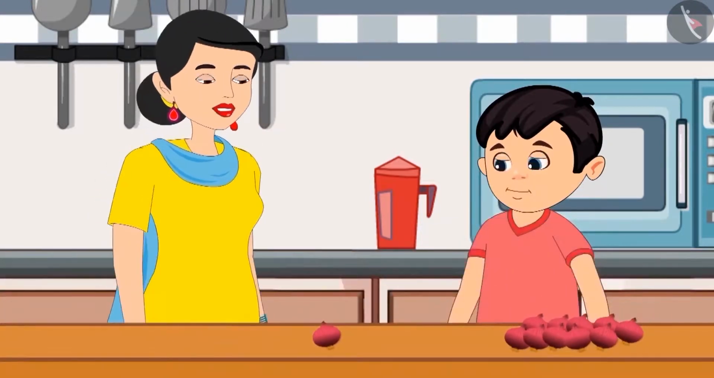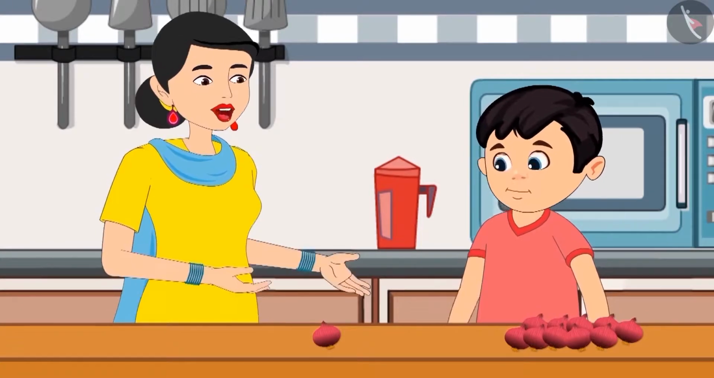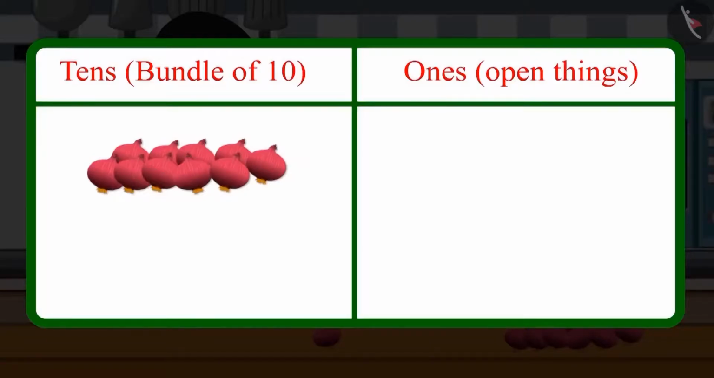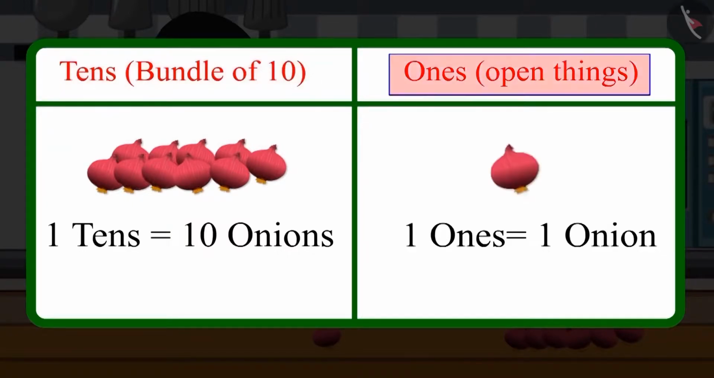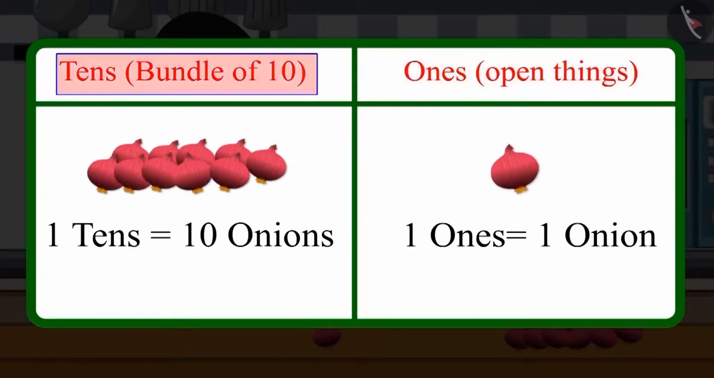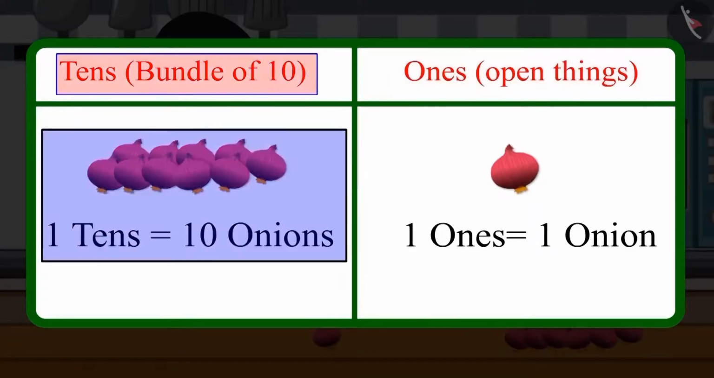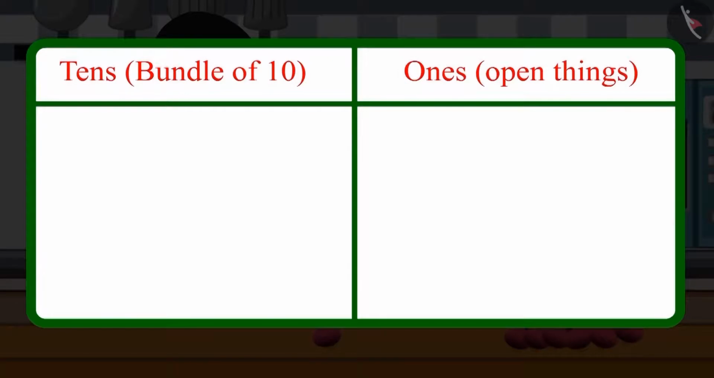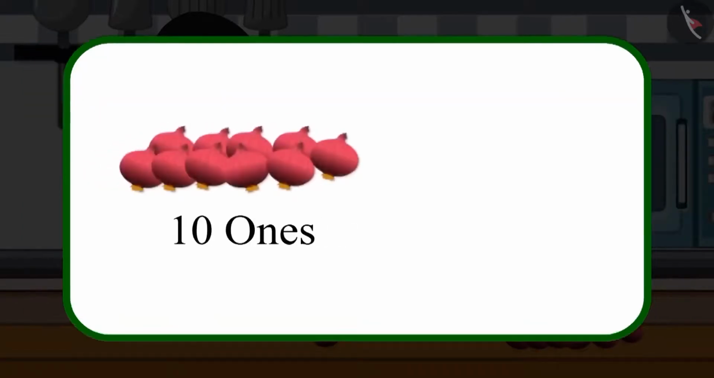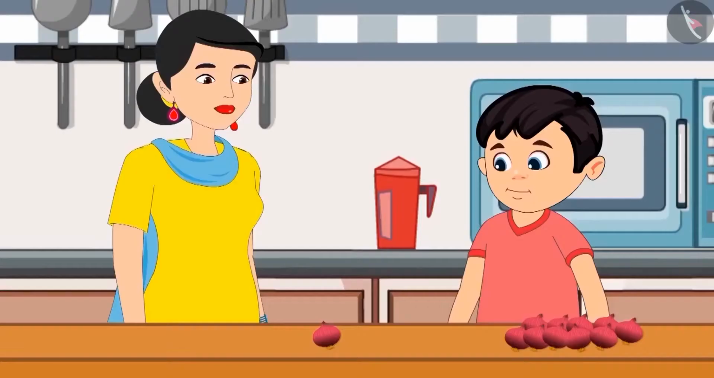Yes, Chotu. Do you know that how else can we write 11? No, Mummy. How do we write it? Come on, let me explain it to you. When we make a group of 10 things, then this group is called tens. And the open things are called ones. So by that, we mean tens means a group of 10 and ones means 1, that is open things. And when there are 10 ones, then they make 1 tens.